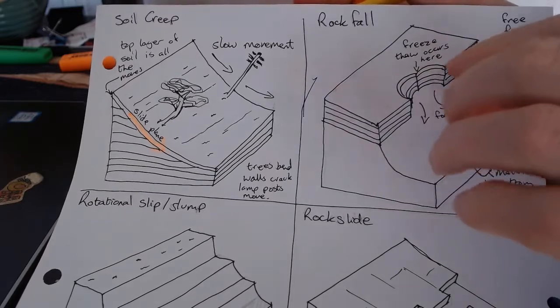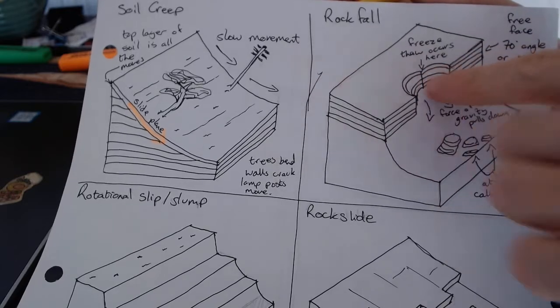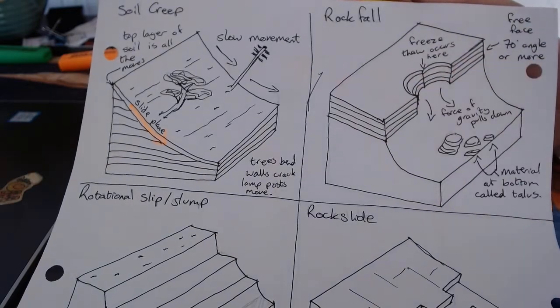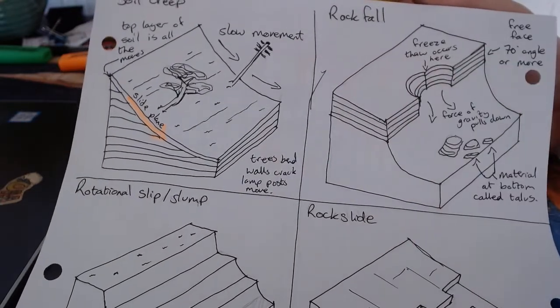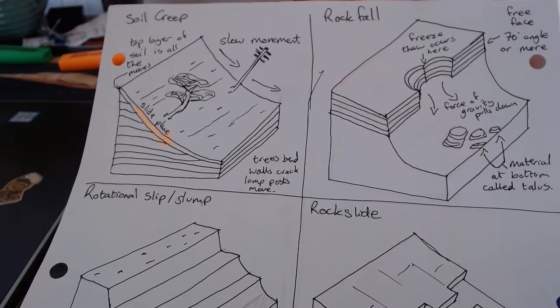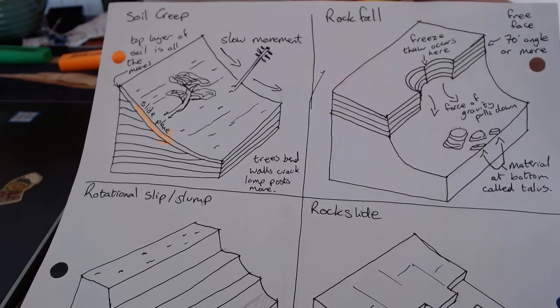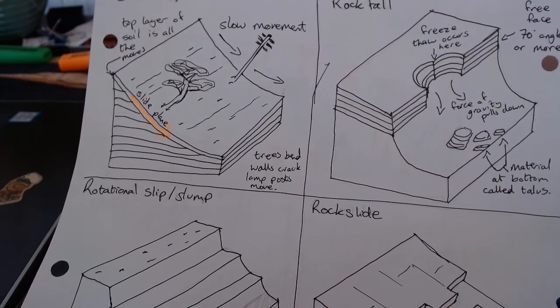Up along here our freeze thaw action occurs to weaken the rock. That's where the weaknesses and stresses would have appeared, and then the force of gravity pulls it down. That's all it is. Material at the bottom is called talus, T-A-L-U-S. So that's our first two done. I'm going to add notes to the next three, and then I'll come back to you.